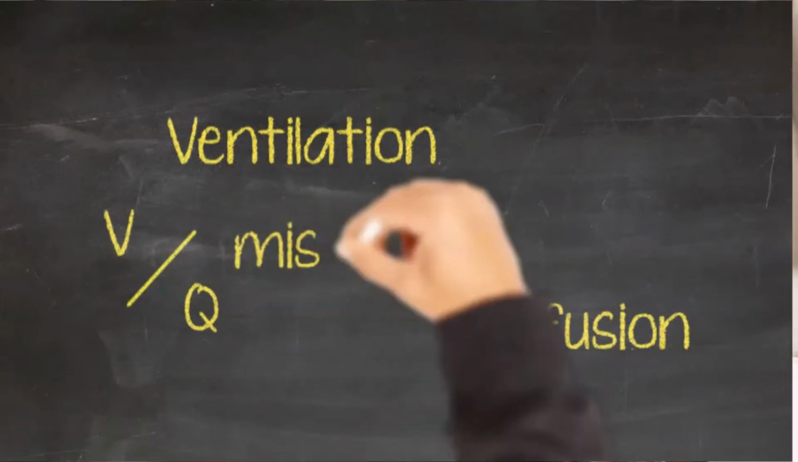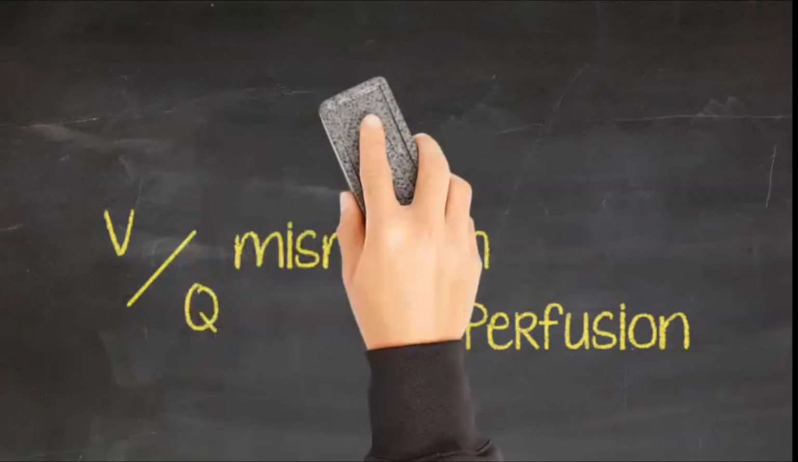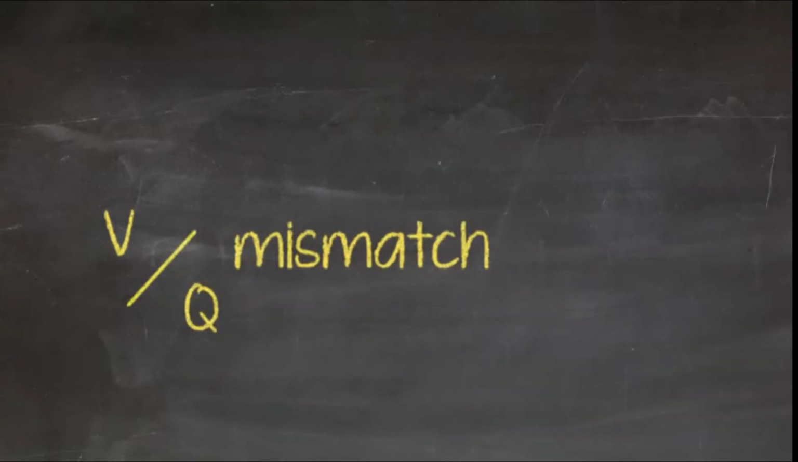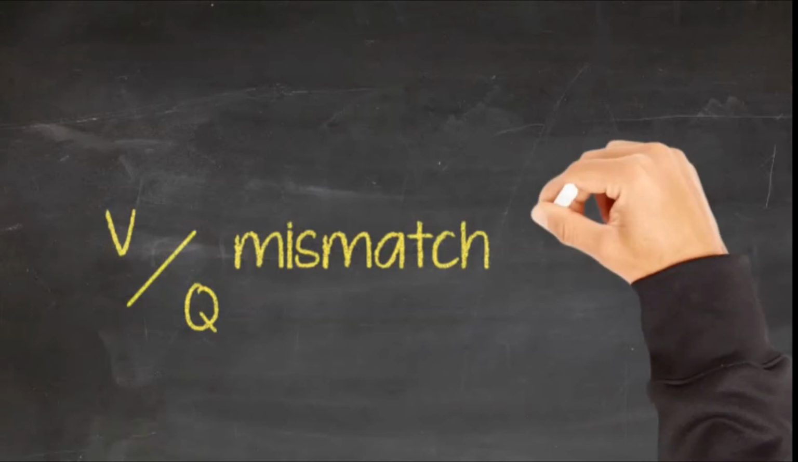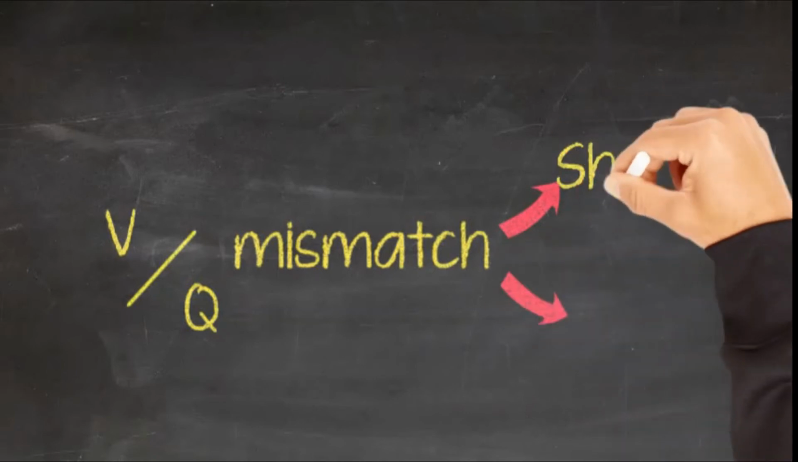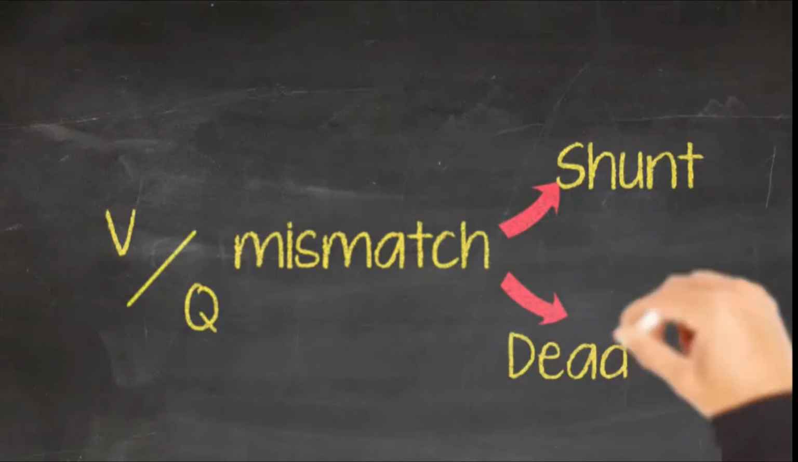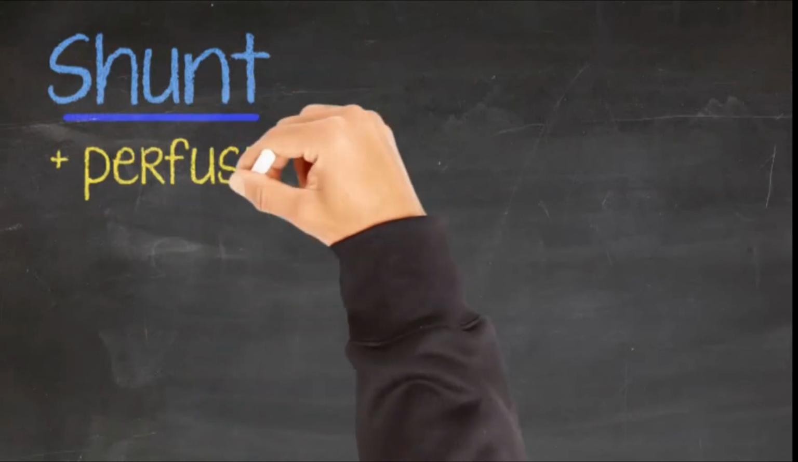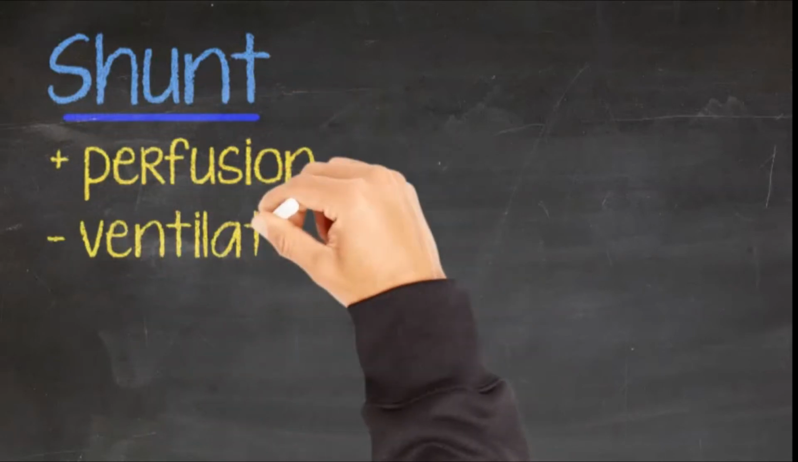In physiology, these processes are given labels V and Q, respectively, and a VQ mismatch is the situation wherein there is too much or too little ventilation or perfusion for the effective exchange of oxygen and CO2 to occur. VQ mismatches can be categorized as either shunts or dead space. A shunt occurs when perfusion is normal, but ventilation is reduced or absent.